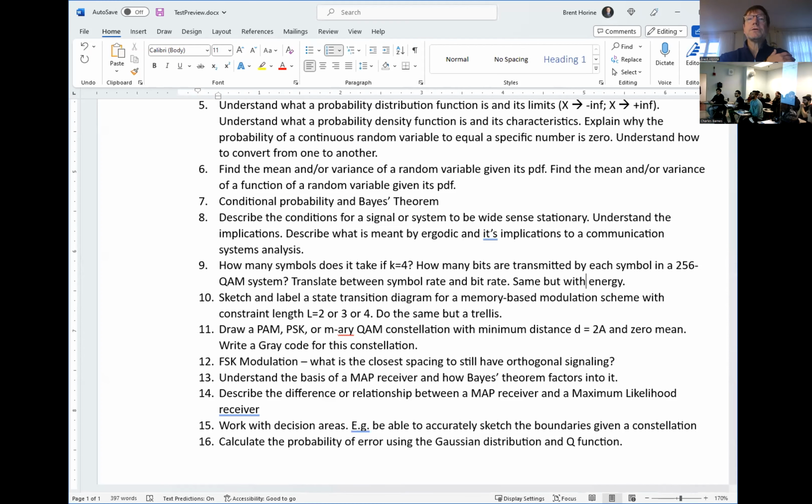Okay, so we're back to looking at the test now. Sketch and label a state transition diagram for a memory-based modulation scheme with, let's say, a constraint length equal to L, or equal to 2 or 3 or 4. It's not going to be 7, because that's going to get too messy. Do the same but with a trellis, right? So let's go back and look at that. Let's see which one was that. That was probably lecture 5, maybe.